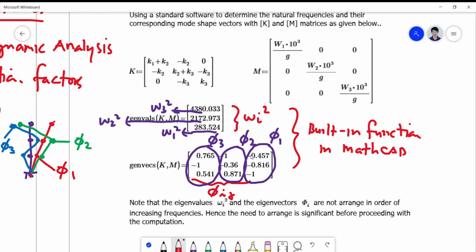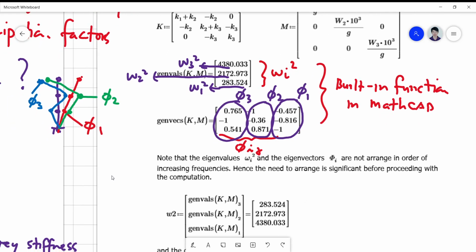So don't worry about the sign, for as long as it's consistent. This can be positive, positive, positive, or positive, positive, negative, or negative, positive, negative. It doesn't mean anything. Do not change the values later. They are just shapes to serve as a guide. But we need to arrange it before proceeding with the computation.